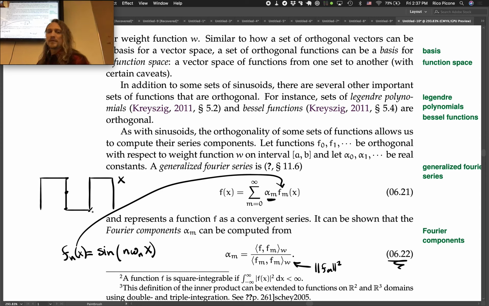Okay, so any questions on the inner product of functions, the orthogonality of functions that comes from the inner product being 0, the generalized Fourier series, or anything related to that? Okay. All right, we're in for some good fun now. Now we've set the stage. Okay? All right.